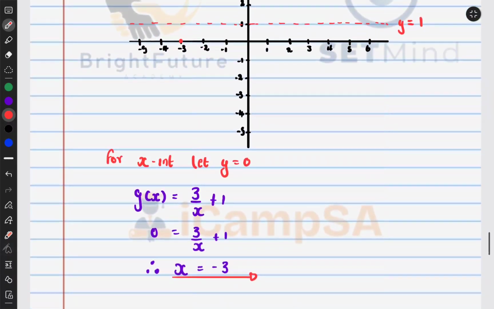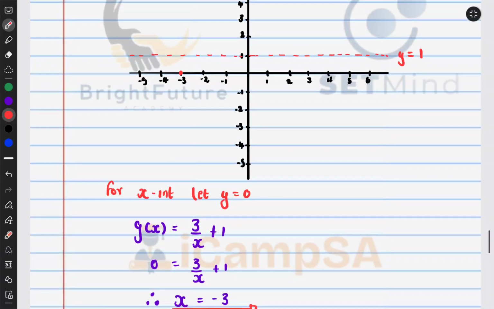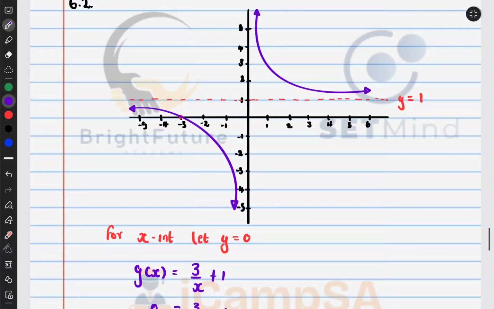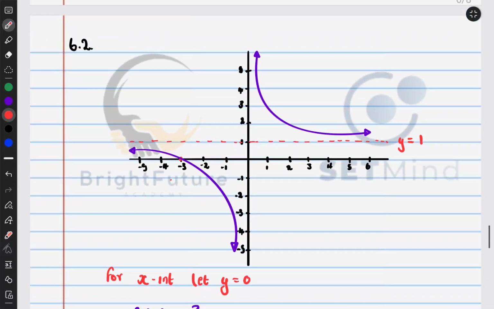And the value of a is positive, so the function is going to be in the first and the third quadrants. So the function will be like that. This will be the g function. The intercept here is (-3, 0).